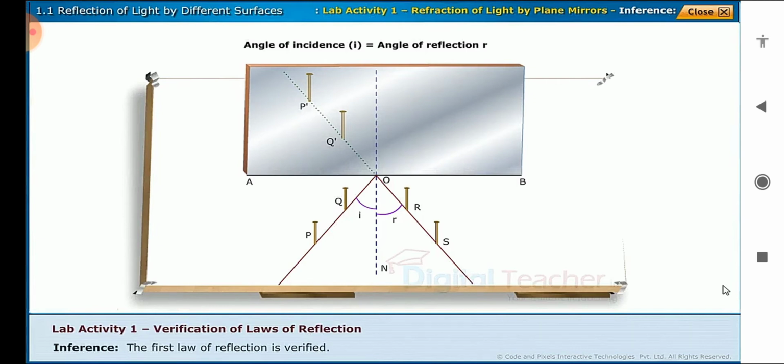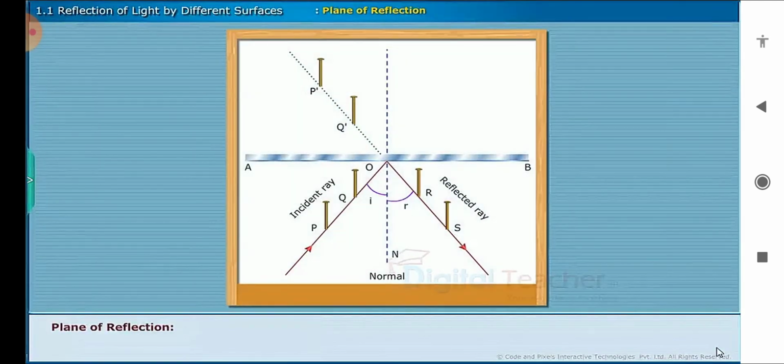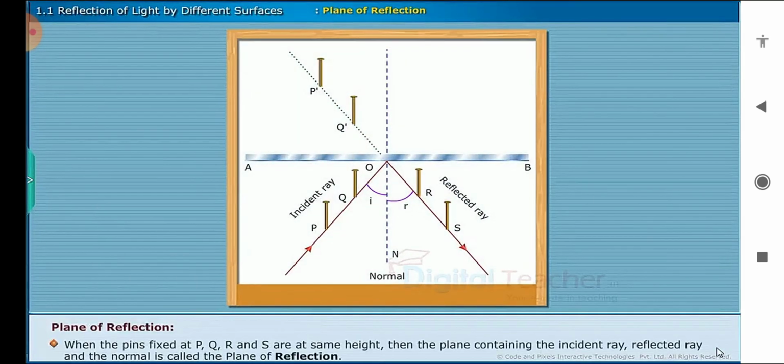Now, let us learn about the formation of an image by a light ray on the plane of reflection of a mirror. Plane of reflection. When the pins fixed at P, Q, R and S are at the same height, then the plane containing the incident ray, reflected ray and the normal is called the plane of reflection.